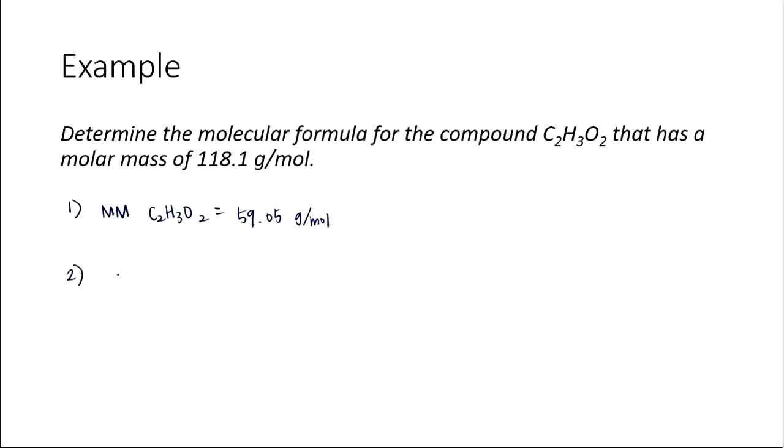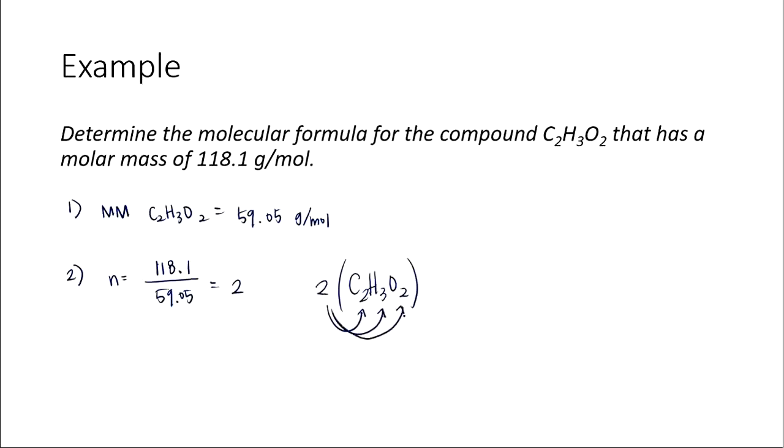And then the second step is to determine N. N is the molar mass of the molecular formula divided by the molar mass of the empirical. So in this case, we will put 118.1 on top, divided by 59.05. And that is equal to 2. So with that 2, we're going to distribute to every single element from our empirical formula. And so when you distribute, remember you're multiplying, our molecular formula is C₄H₆O₄.